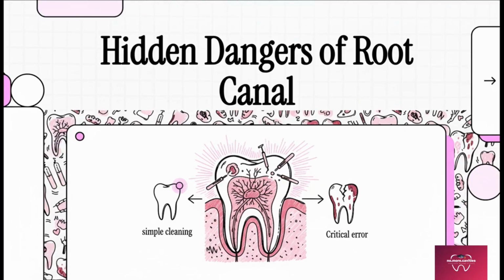You've probably heard of a root canal. We tend to think of it as a pretty routine fix for a bad toothache. But what if I told you the real danger wasn't the infection, but the actual physics of the tool they use to clean it? See, deep inside your tooth, there's this incredibly delicate operation happening where one wrong move can turn a simple cleaning into a critical error. So let's shrink way down and see what's really going on.